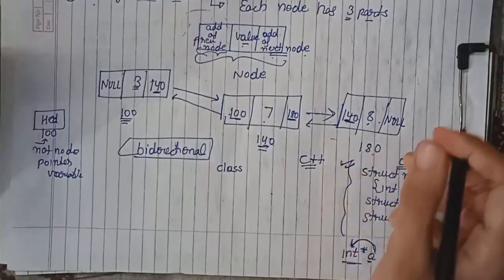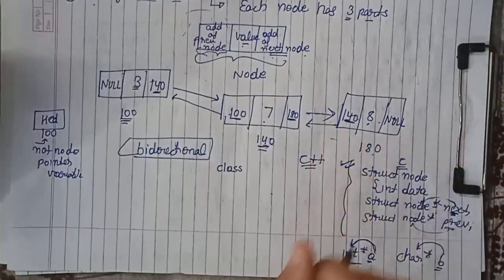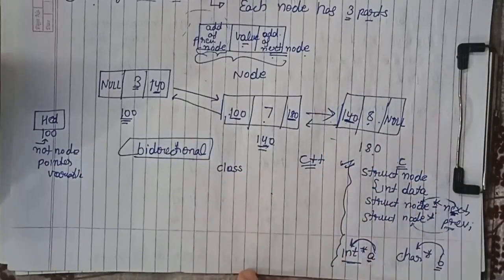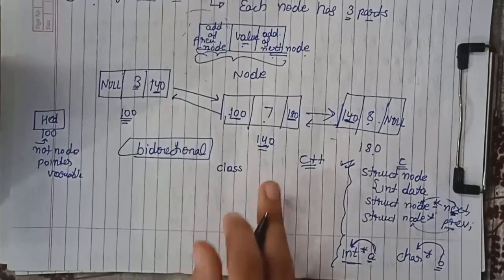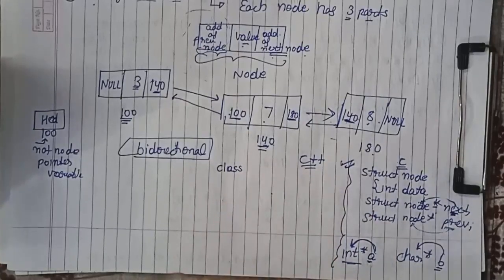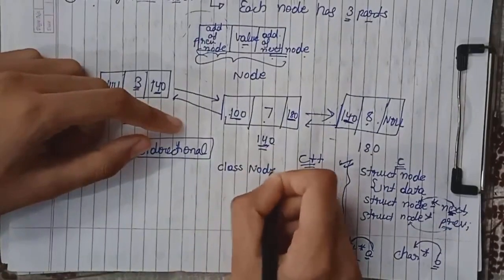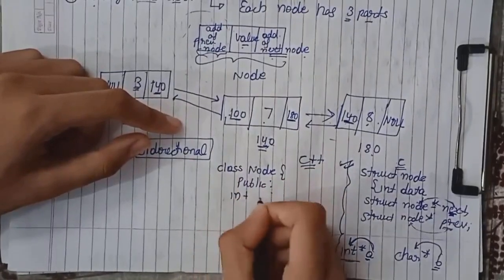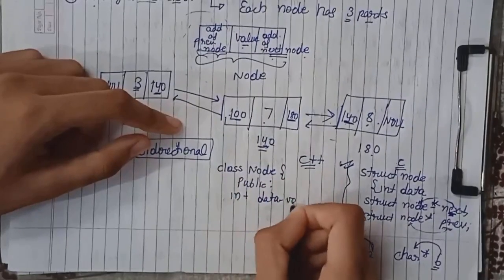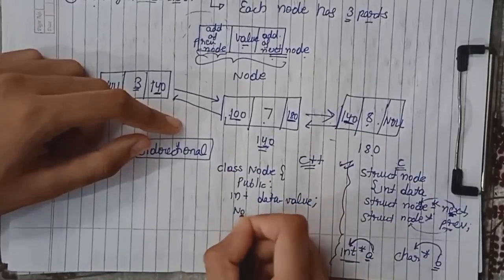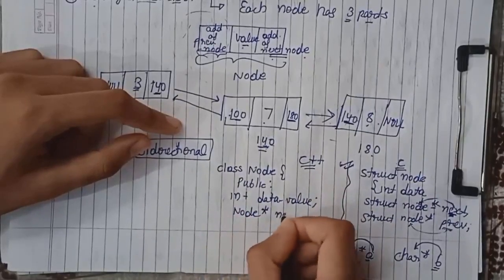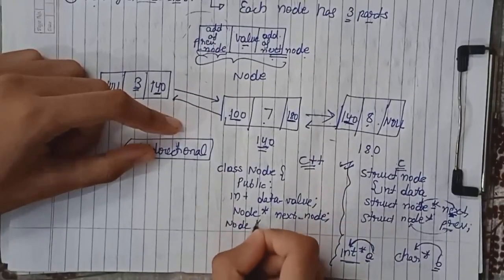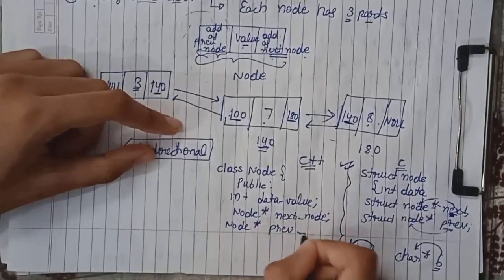In the third lecture we will be creating and traversing the linked list. At that point you will be able to understand these codes, and we will also implement them in VS Code. So for now just note it down. In the class node I can just make public int data value, again node star pointer next node, node star pointer previous node.